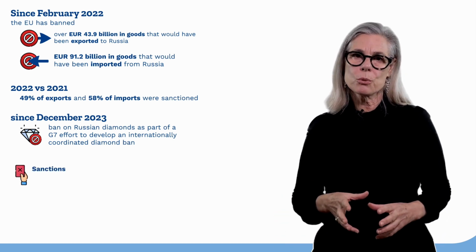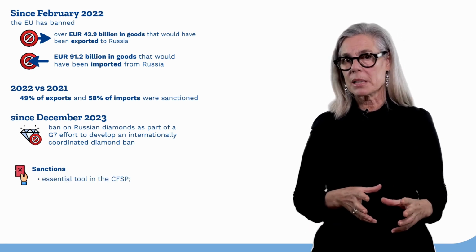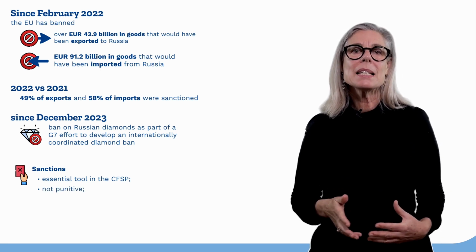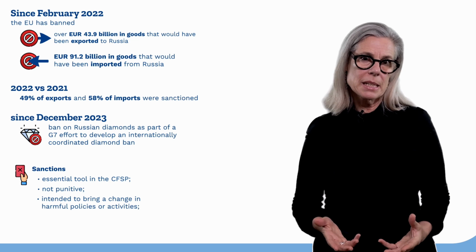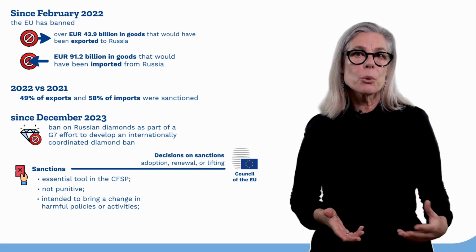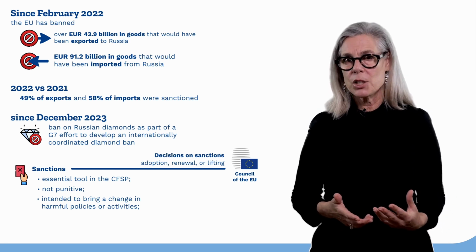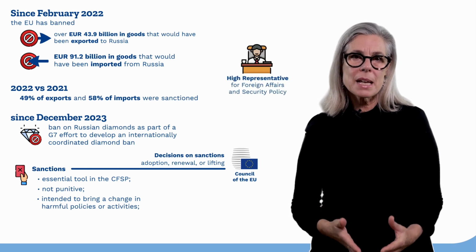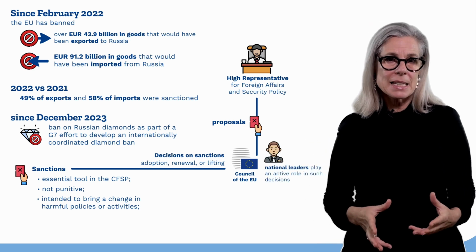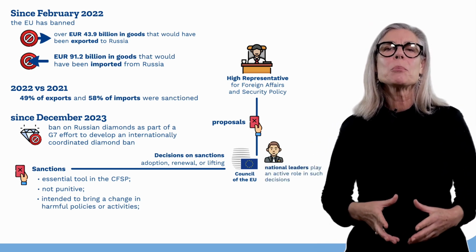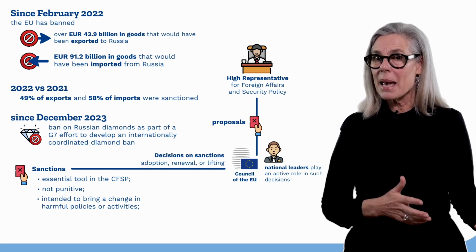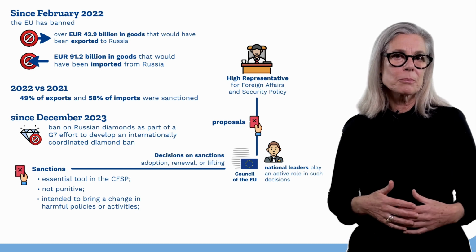Sanctions are an essential tool in the EU's Common Foreign and Security Policy, CFSP, and despite their name, they are not punitive, but intended to bring about change in harmful policies or activities. Decisions on sanctions, be it their adoption, renewal or lifting, are taken by the Council of the EU based on proposals from the High Representative of the Union for Foreign Affairs and Security Policy. Given their highly sensitive and political nature, national leaders play an active role in such decisions, even if, formally speaking, the decisions are made on the level of the foreign affairs ministers.